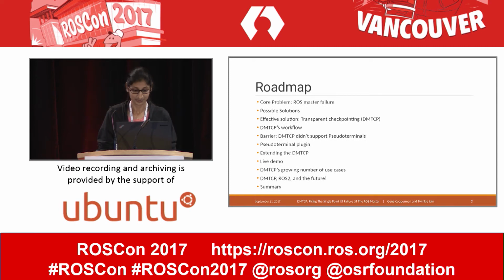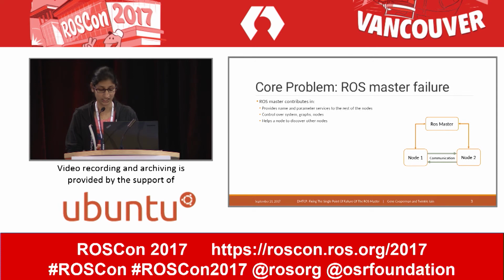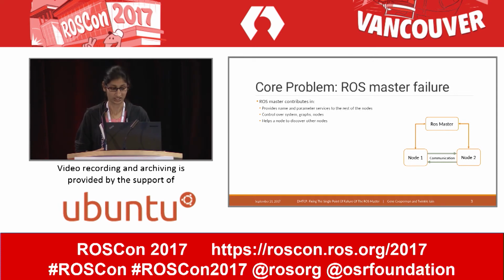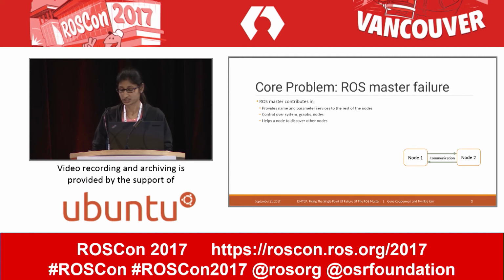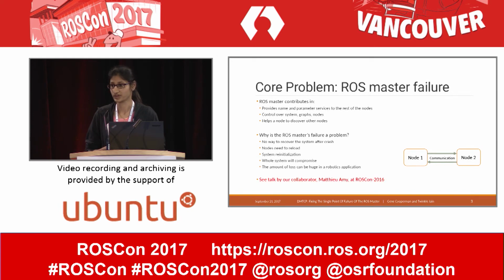So let's get started. The core problem is the ROS 1 architecture. The ROS master provides the major services of the ROS framework, and what if it dies? If it fails, there is no way to recover the system after the crash. The nodes have no way to discover the other nodes, and we need to reinitialize the system. Robotics applications run 24/7, so the amount of loss can be huge.